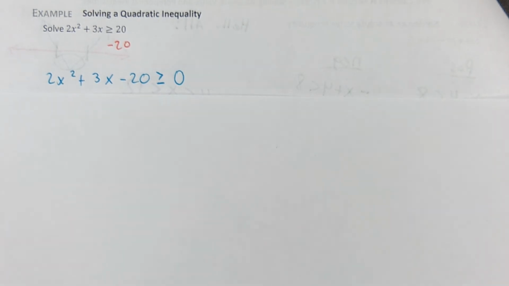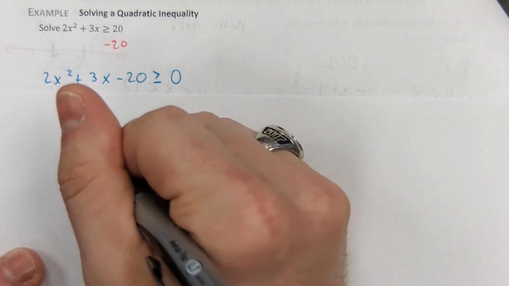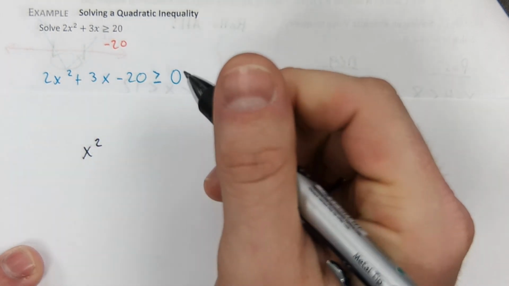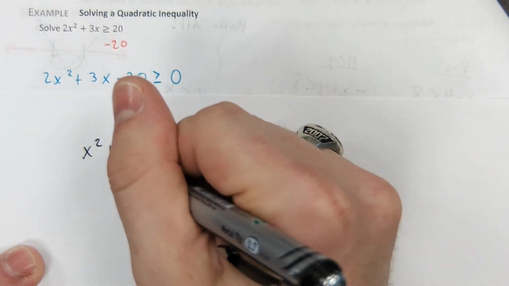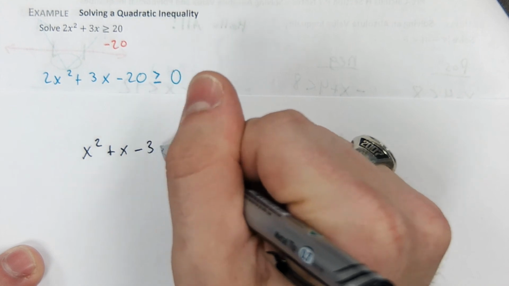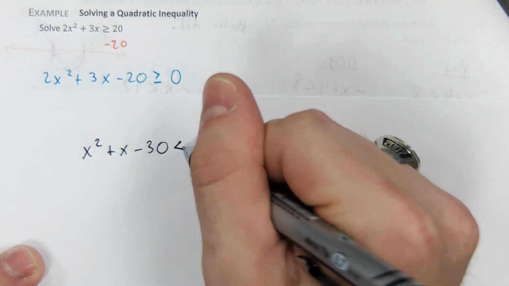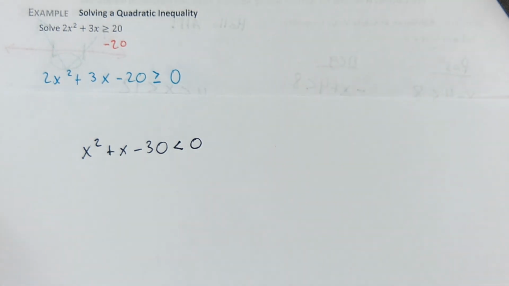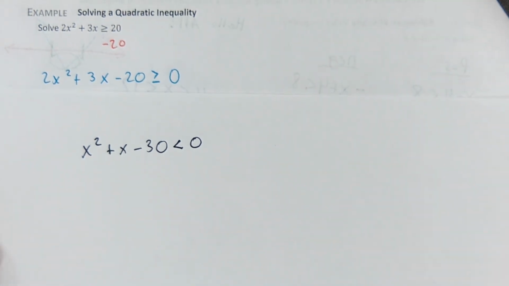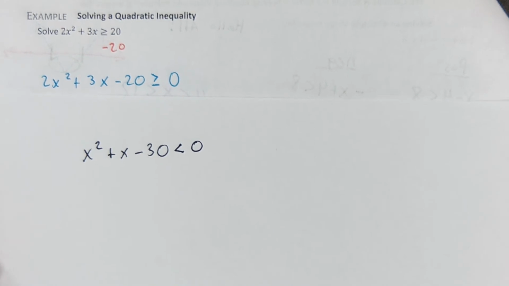Okay. We had x squared, what was it, plus x minus 30? And it said less than 0? What if it had said absolute value of? You would have had to set up a positive case and a negative case, correct?